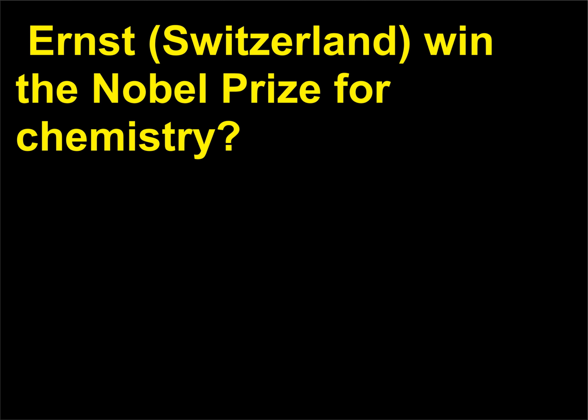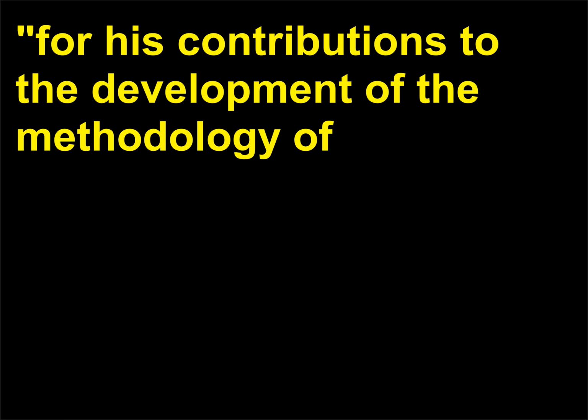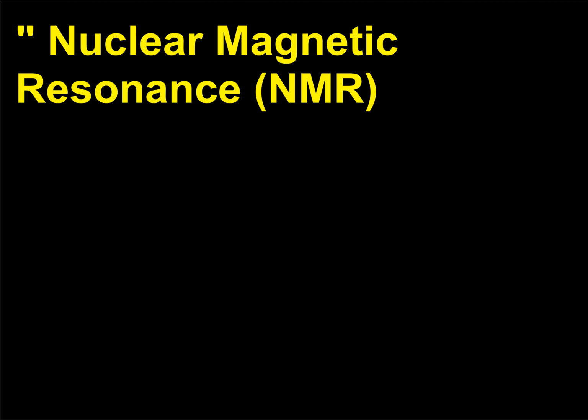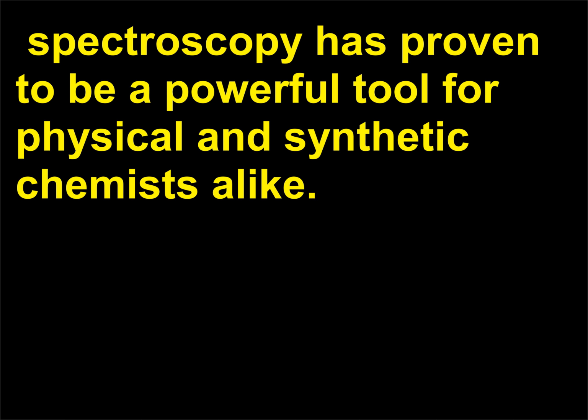Why did Richard R. Ernst, Switzerland, win the Nobel Prize for Chemistry? For his contributions to the development of the methodology of high-resolution nuclear magnetic resonance, NMR, spectroscopy. Nuclear magnetic resonance, NMR, spectroscopy has proven to be a powerful tool for physical and synthetic chemists alike.